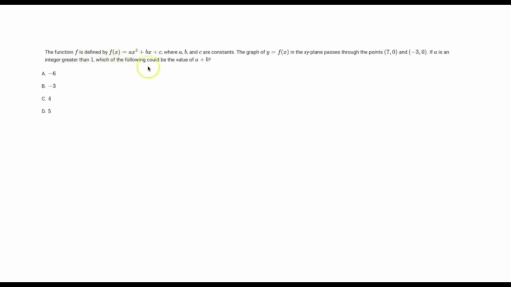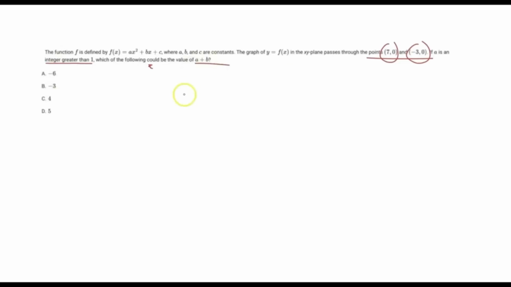Function f is defined by the standard form of a quadratic. A, b, c are constants. When it's graphed, it passes through these points. So these, (7, 0) and (-3, 0), are the x-intercepts. It says if a is an integer greater than 1, which of the following could be a value of a plus b? So could means that there are multiple possible values, but just based on our selections here with our choices, which one could be a value of a plus b?